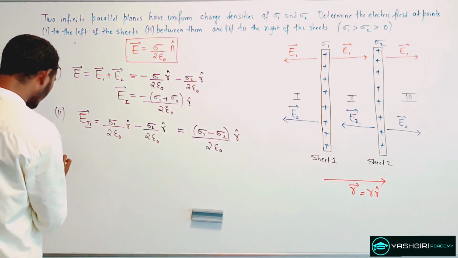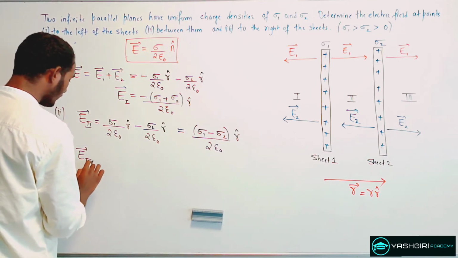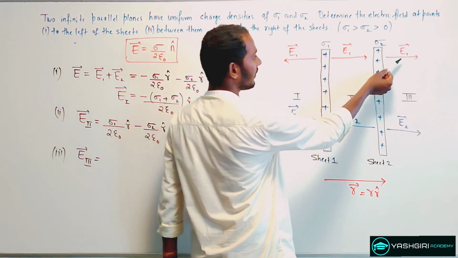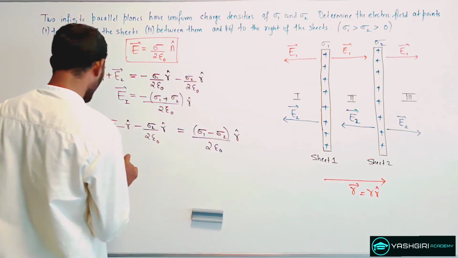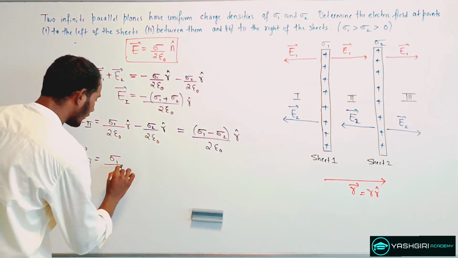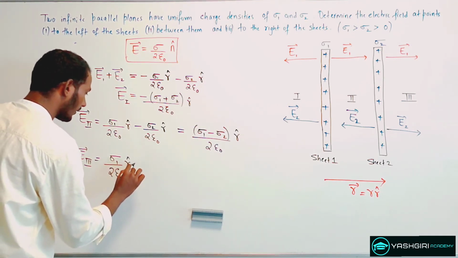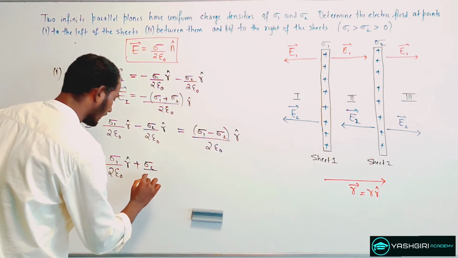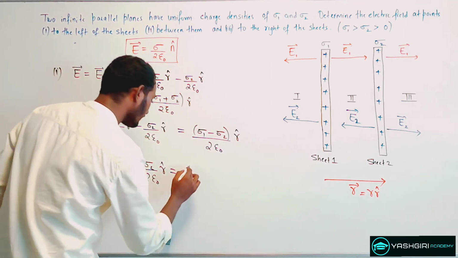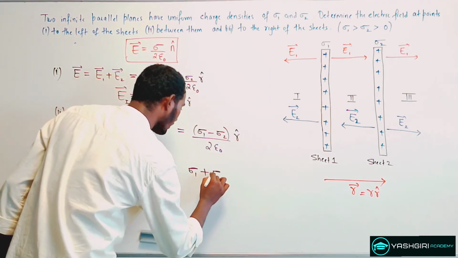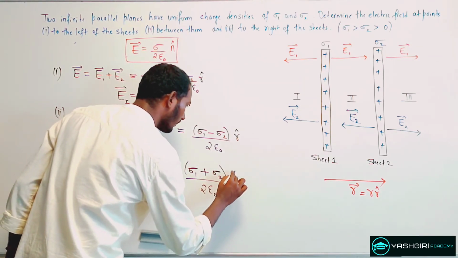And for the third case, vector E in the third region: I see that the electric field E1 is pointing towards the right, and electric field E2 is also pointing towards the right. So I'll be getting the surface density of plate 1, sigma 1, divided by 2 epsilon naught along the r cap, plus sigma 2 by twice the epsilon naught along the r cap. And here I can just add this and get sigma 1 plus sigma 2 by twice the epsilon naught into the r cap.